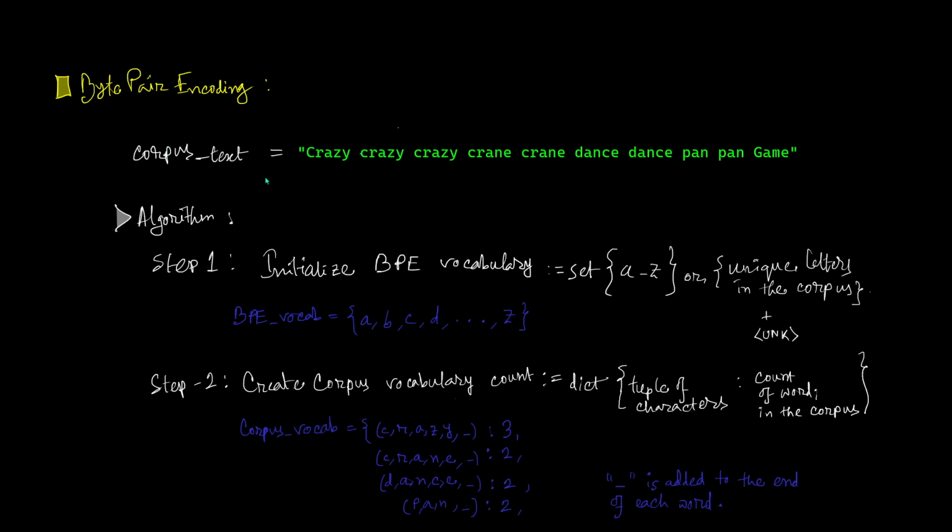Let's consider a corpus text as our example, and we will understand how the algorithm breaks it up and generates the vocabulary from it. We have taken this corpus: crazy, crazy, crazy, crane, crane, dance, dance, pan, pan, game. Quite a crazy corpus. This is not a typical size of a corpus, but it is for the simplicity of our understanding.